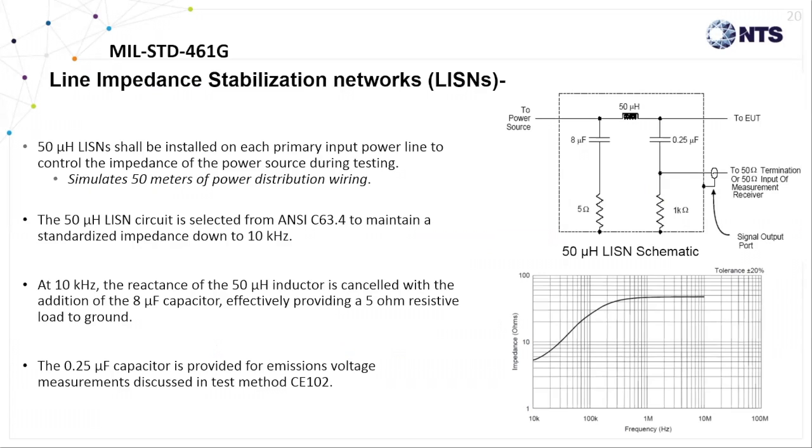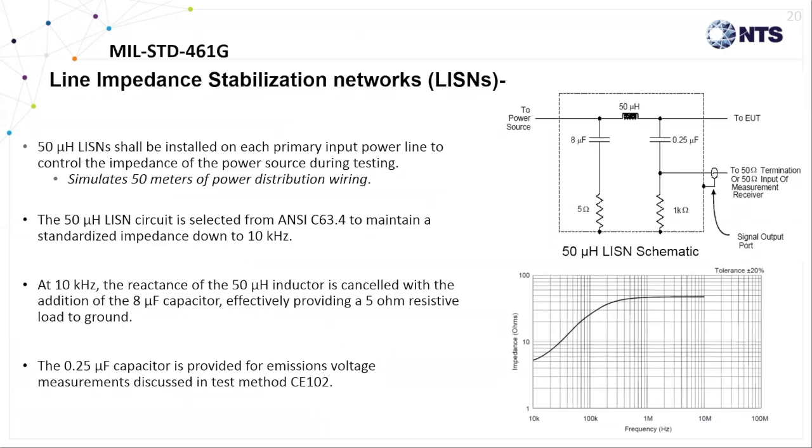Now, to describe what a LISN is, a line impedance stabilization network is simply an artificial impedance network installed between the input power line and the EUT. This impedance represents approximately 50 meters worth of power distribution wiring present on the platform installation. The added impedance here stabilizes the measurement results between the different test facilities as well.